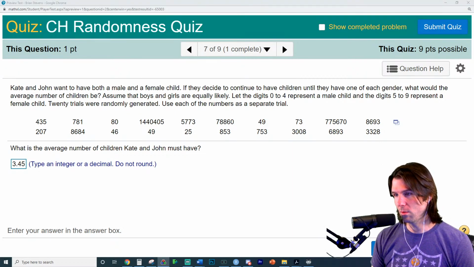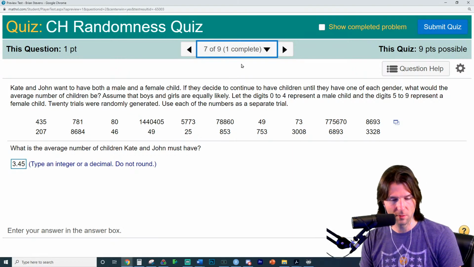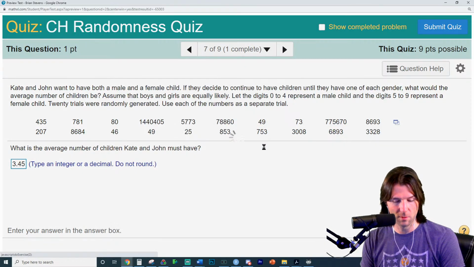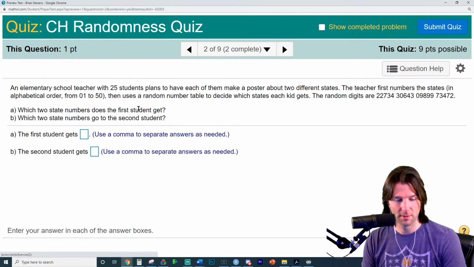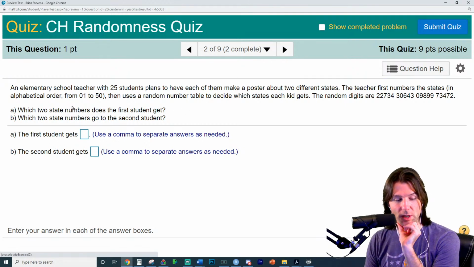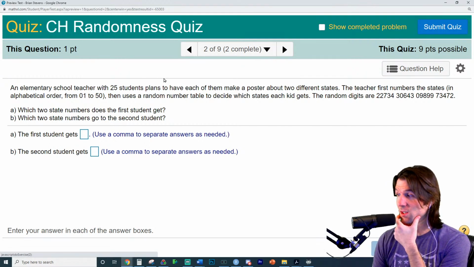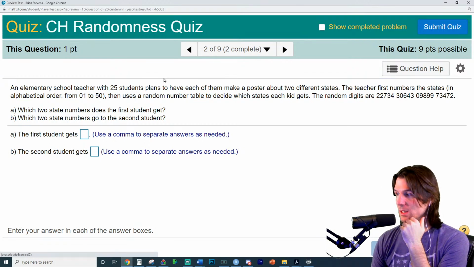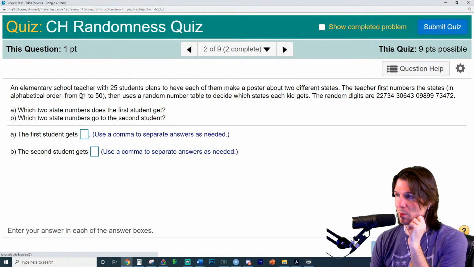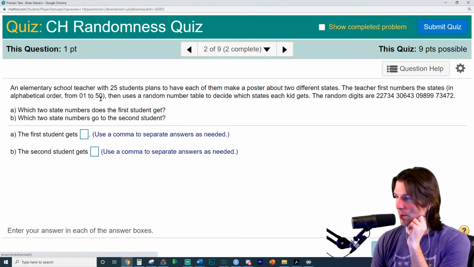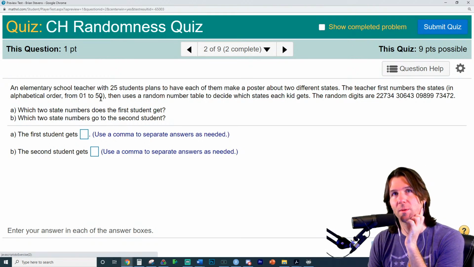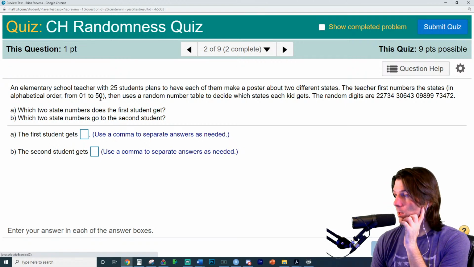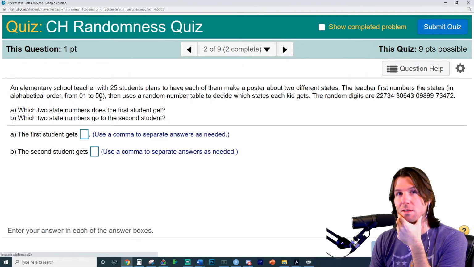And can you do the different state one, please? Yep, you bet. Was that number 2? We saw it earlier. Number 2. Number 5. So an elementary school teacher has 25 students, and they want to assign each a state. I mean, they could just put them in a bag and say draw a state. That'd probably be the easiest way. But they're going to use random number generation because we love random number generation. And so states have numbers 01 through 50. This would be like Alaska, and that'd be Wyoming, maybe Alabama. Alabama would come first.